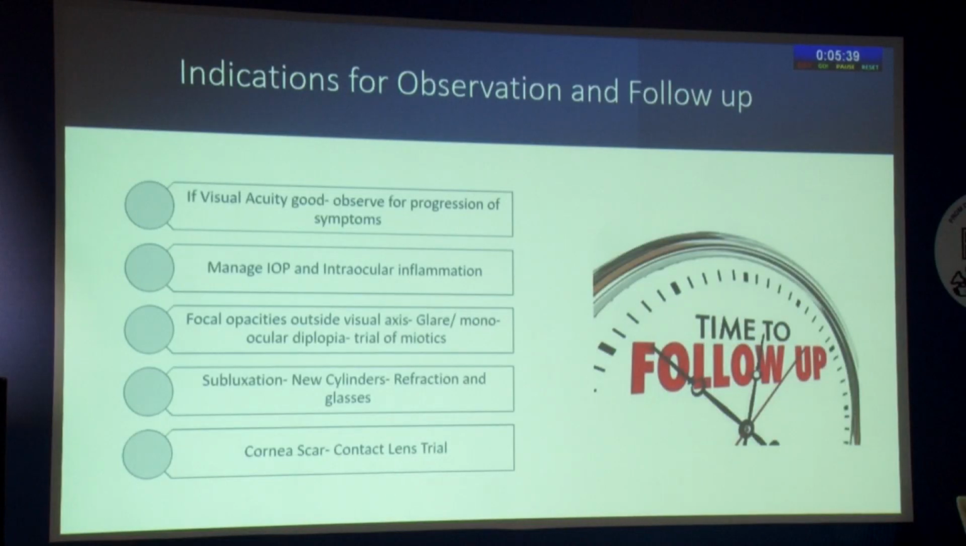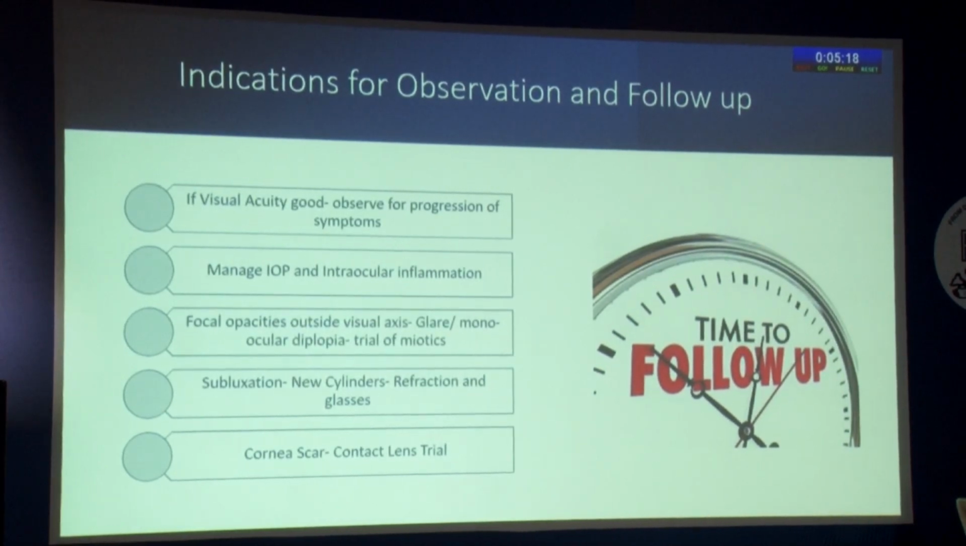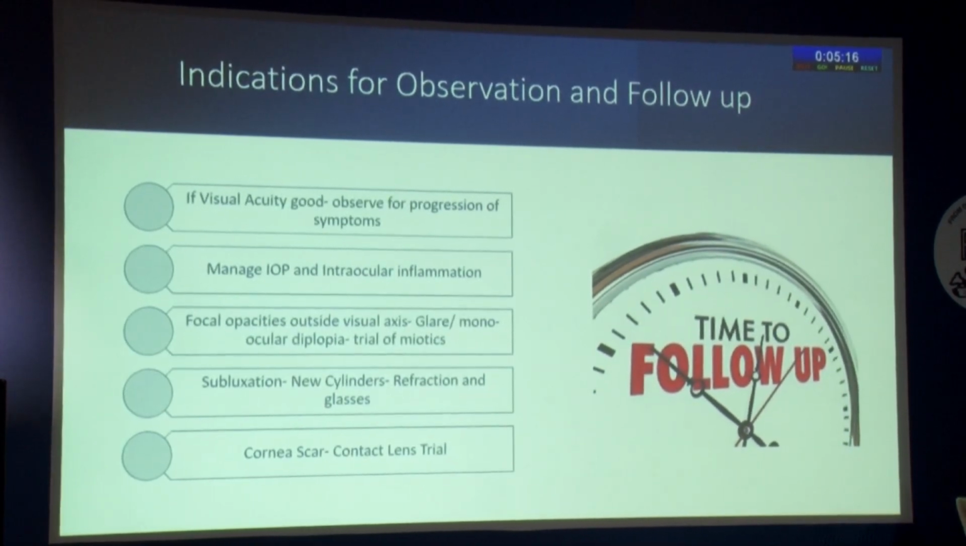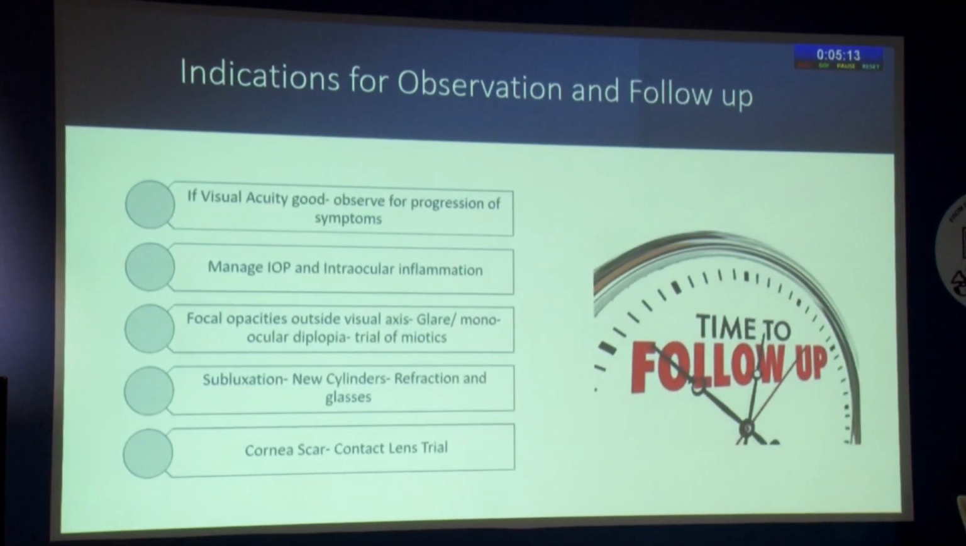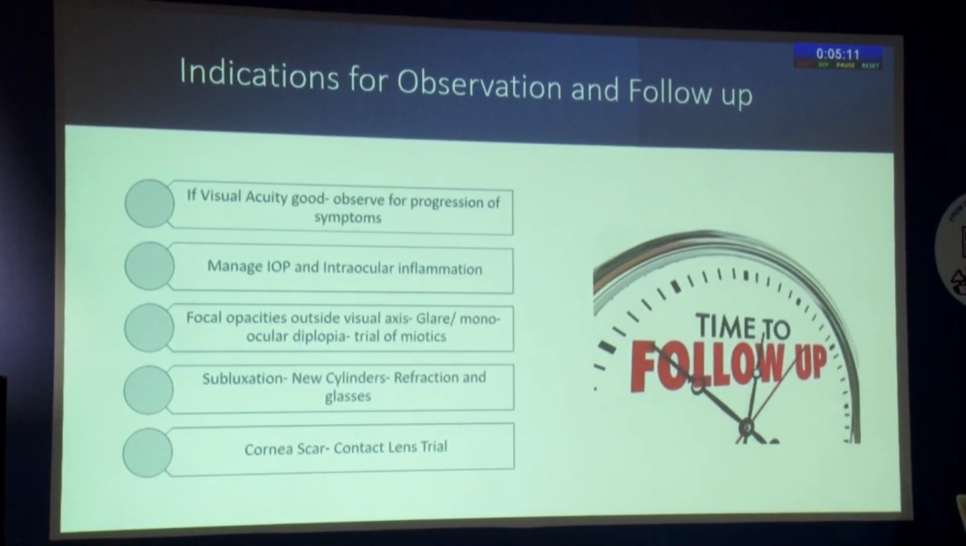So next is when to intervene. If visual acuity is good, we always observe for the progression of symptoms, and manage IOP and intraocular inflammation. Repair of the open globe injury, of course, is a must and an emergency procedure. If there are some focal opacities outside the visual axis, glare or monocular diplopia, a trial of miotics can be given. And in case of subluxation, there can be introduction of new cylinders, and hence refraction and glasses are often helpful.